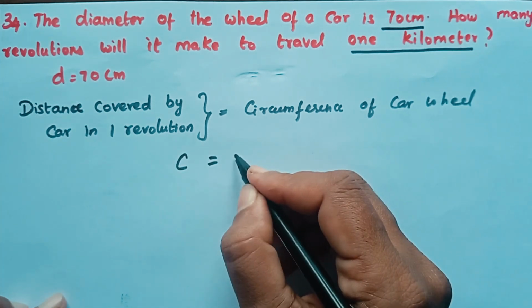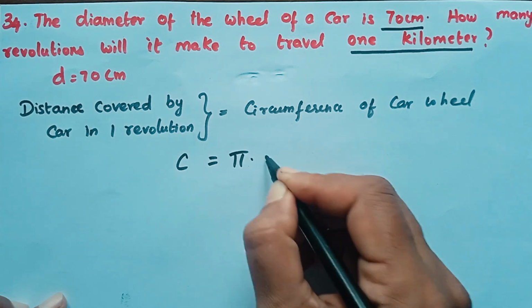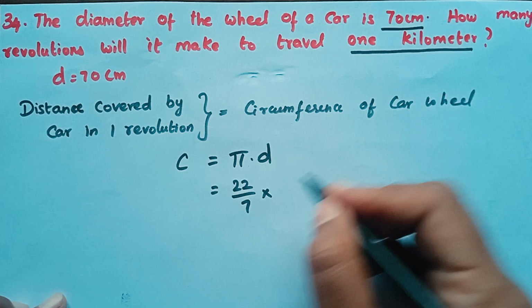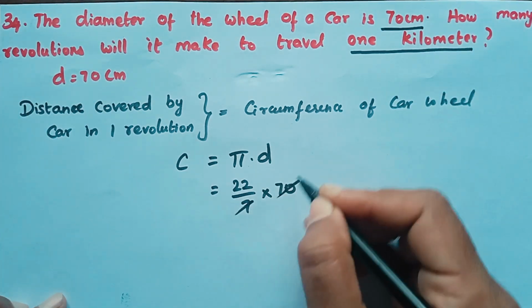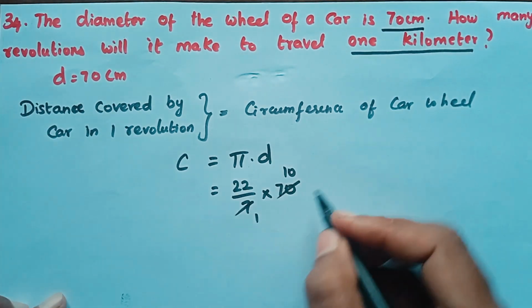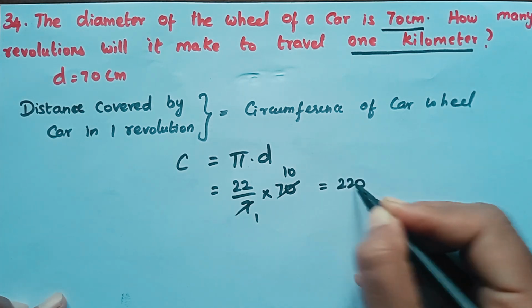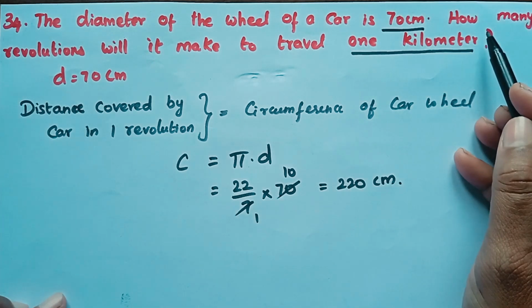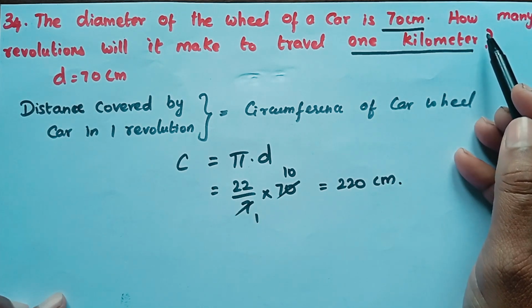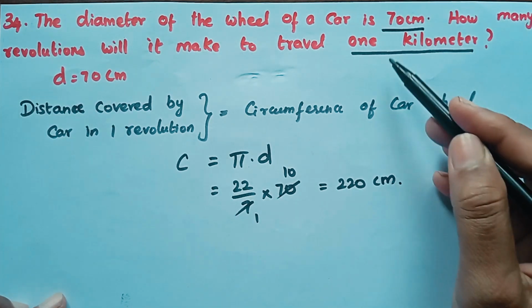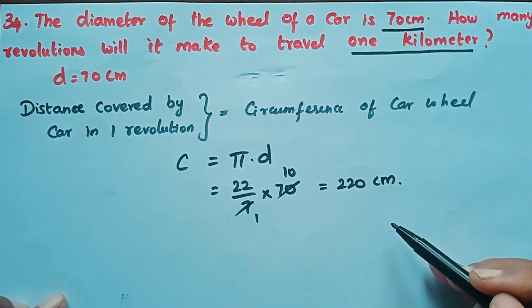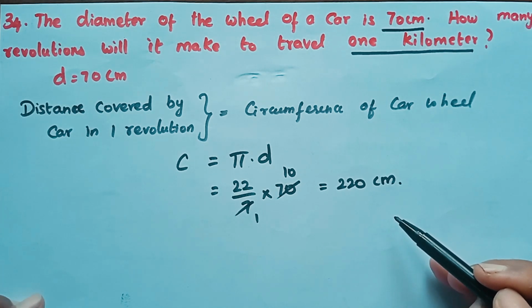C is equal to 2 pi r, which is nothing but pi into d. Substitute for pi 22 by 7, into diameter 70. Then cancel out using the 7 table. So you will get 220 centimeter. So now we need to find the number of revolutions. To find the number of revolutions, we should divide the distance, that is 1 kilometer, by the circumference.